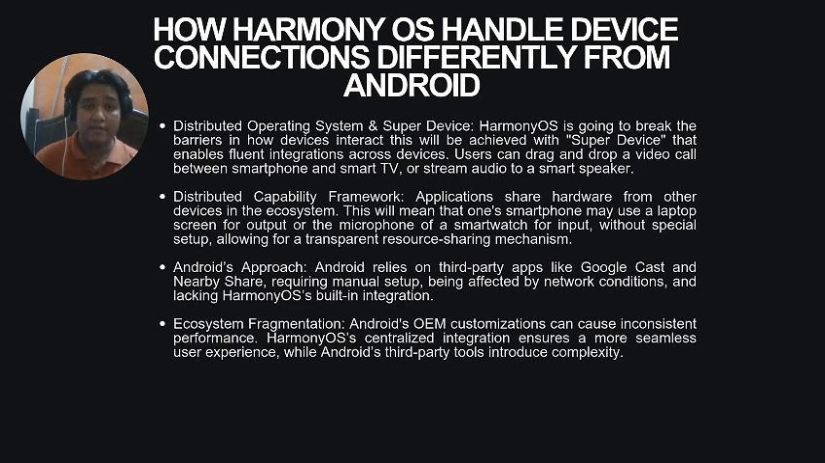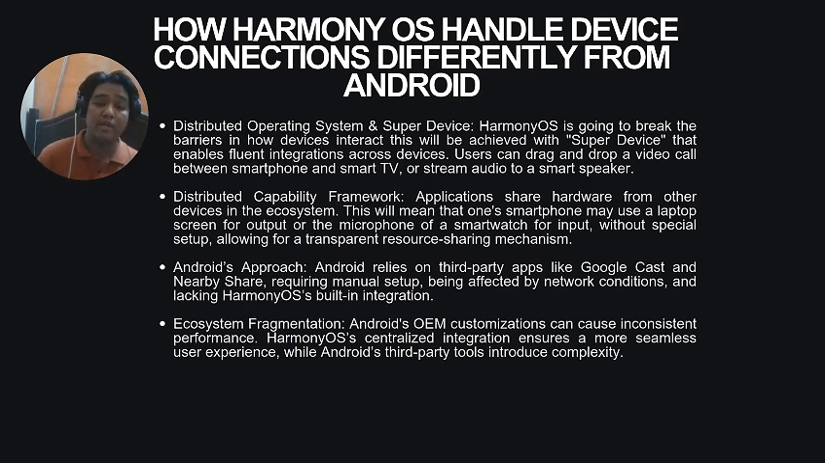Android relies heavily on external apps like Google Cast, Nearby Share, and Bluetooth for connecting devices. But these methods have several drawbacks. If you want to cast your screen to a smart TV using Google Cast, both devices need to be on the same Wi-Fi network. If the connection is weak or interrupted, the experience suffers. Similarly, Nearby Share doesn't always work smoothly across different brands of Android phones.